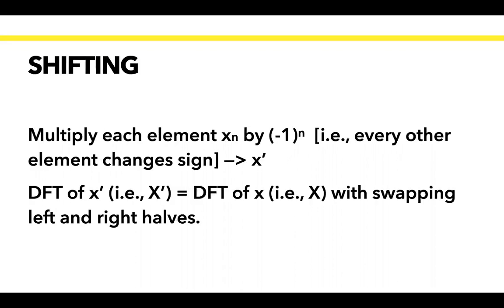Another property is called shifting. Here we're doing something interesting, and that is we are making every other element change signs. Okay, so if we start with x, we can make a new vector called x prime. If we take the discrete Fourier transform of x prime, so we're going to get capital X prime, that's the same as if we took the DFT of x, so that would be capital X, and swapped the left and right halves, or the top and bottom halves. So let me show you what I mean by that.